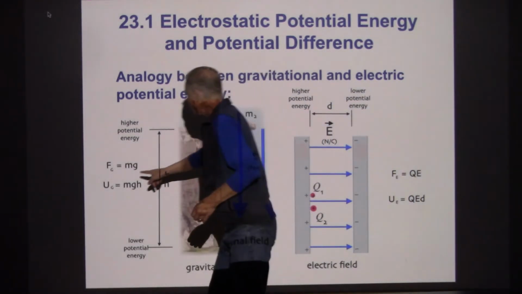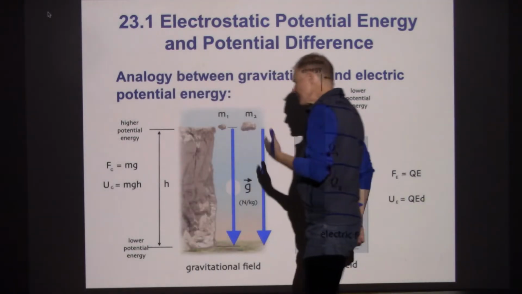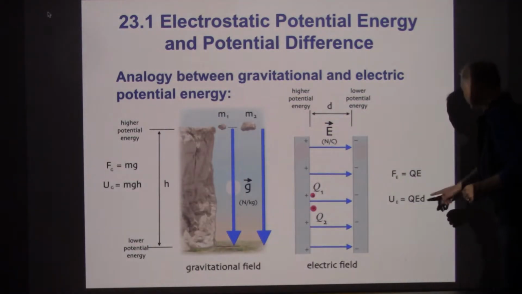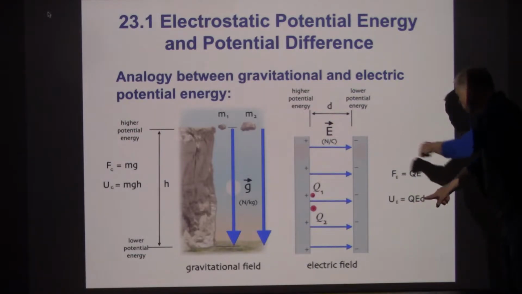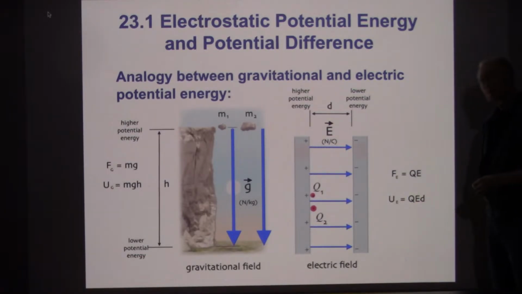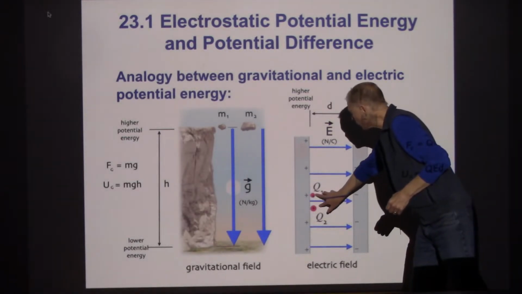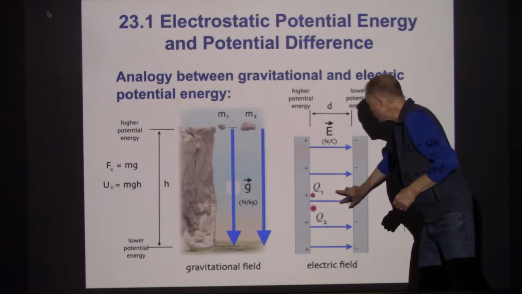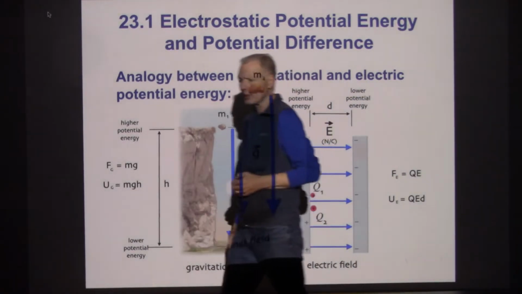Now the potential energy that we defined here was mgh. And similarly, the potential energy here would be given by qE, that's the force, times the distance. But the potential energy direction is going to depend on whether we have positive charges or negative charges that are moving back and forth in that region.